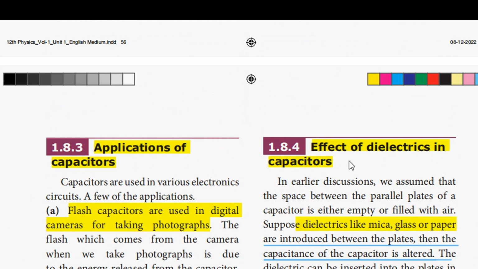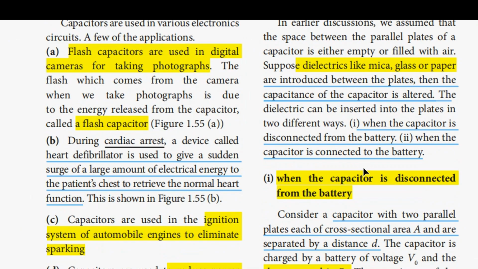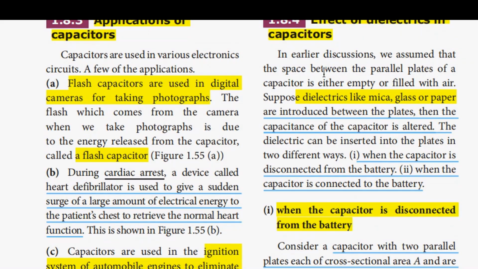Next, we are going to study the effect of dielectrics in capacitors. In earlier discussions, we assumed that the space between the parallel plates of the capacitor is either empty or filled with air. Suppose dielectrics like mica, glass, or paper are introduced between the plates, then the capacitance of the capacitor is altered. The dielectric can be inserted between the plates in two different ways. The first is when the capacitor is disconnected from the battery, and the second is when the capacitor is connected to the battery.